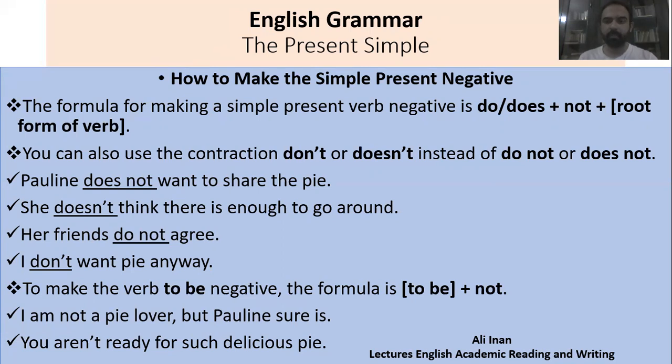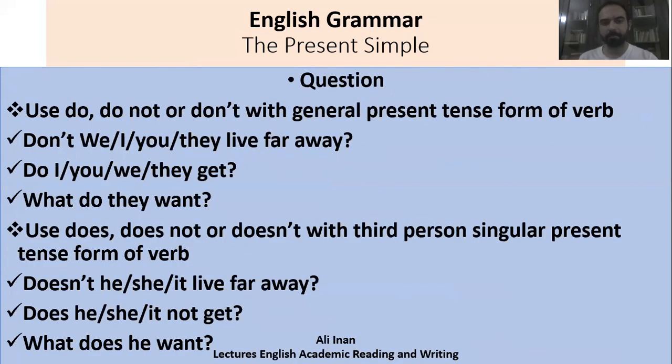To make the verb to be negative, the formula is to be plus not. In the case of simple present, it would be am not, is not, or are not. For example, I am not a pie lover, but Pauline sure is. You aren't ready for such delicious pie.